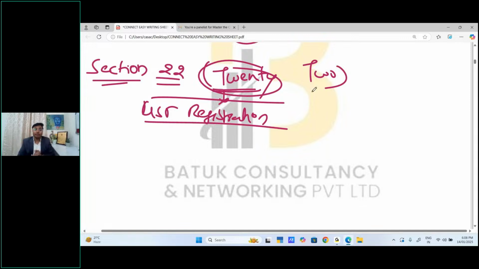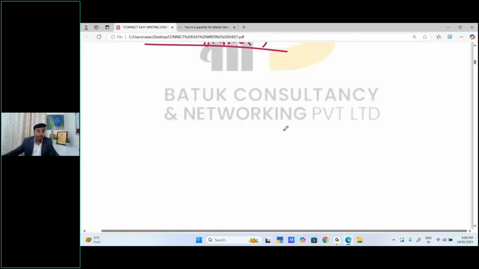Section 22(20) is the limit to take the GST registration. So this section number 22 is related to registration under GST. Section number 23.